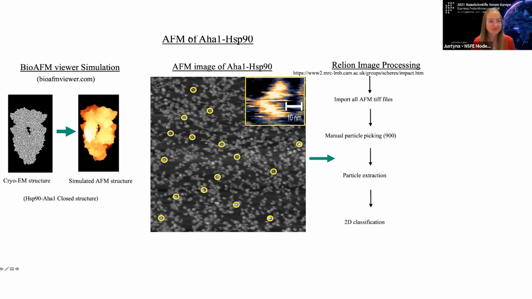And this you can use now, so you can import AFM TIFF images. You can then pick particles. In this case, my student Tanumoy, we'll see him on the next slide, picked them by hand, but you can in principle also do this automatically. Working on this, you can then extract the particles, and then you can do classification.